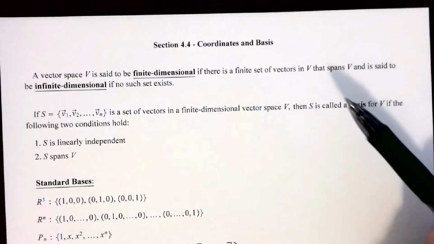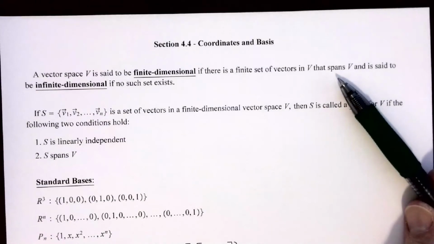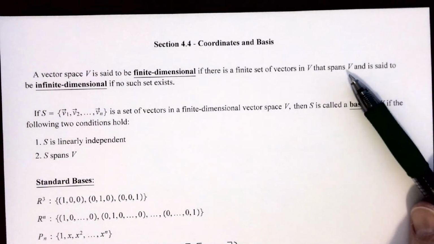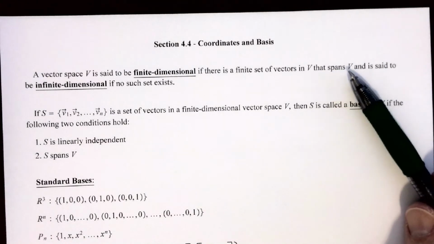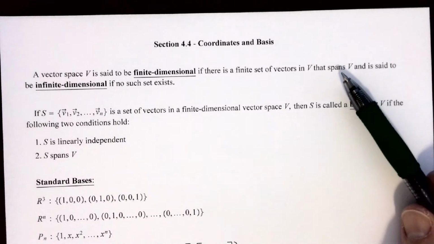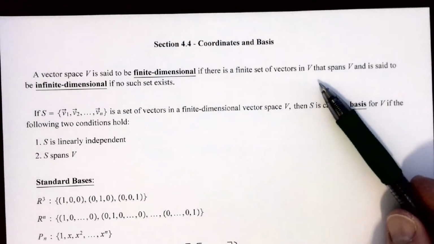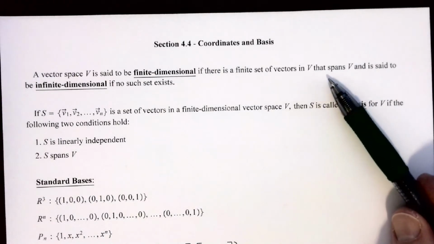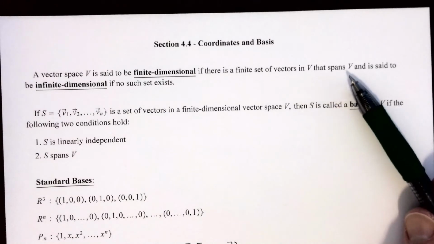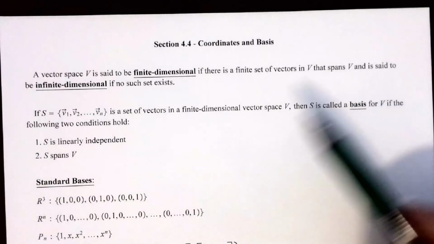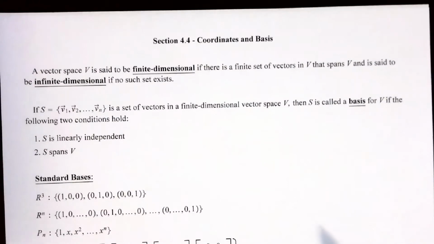So you remember what we talked about when we said a set of vectors spans a vector space? What does that mean? It means that any vector in this vector space V can be written as a linear combination of vectors. And if it's a finite dimensional vector space, then there's a finite such set of those vectors. Okay, so we have a finite set of vectors that spans all of the vector space. If there is not, then the vector space is infinite dimensional.